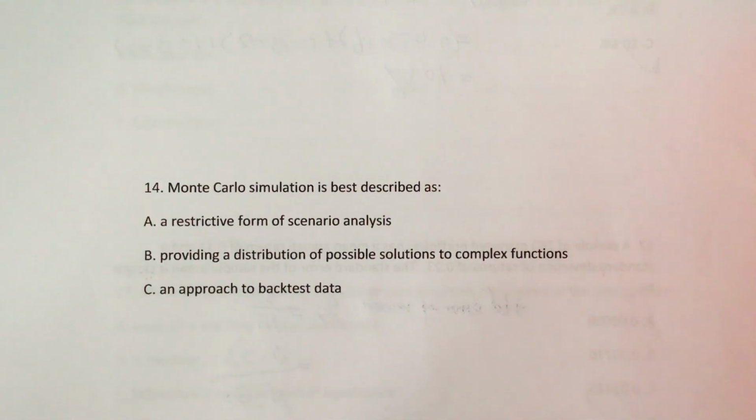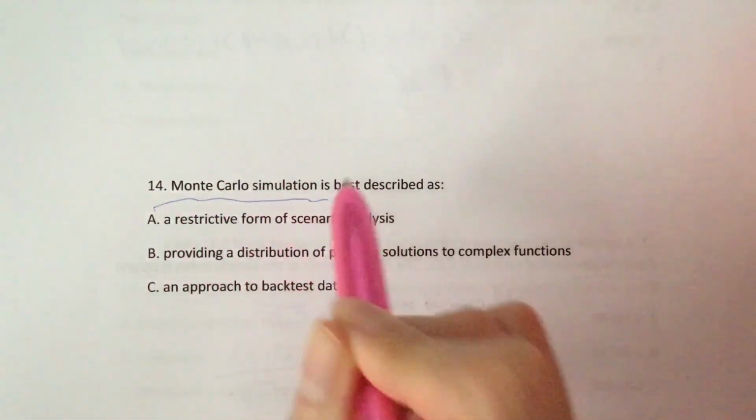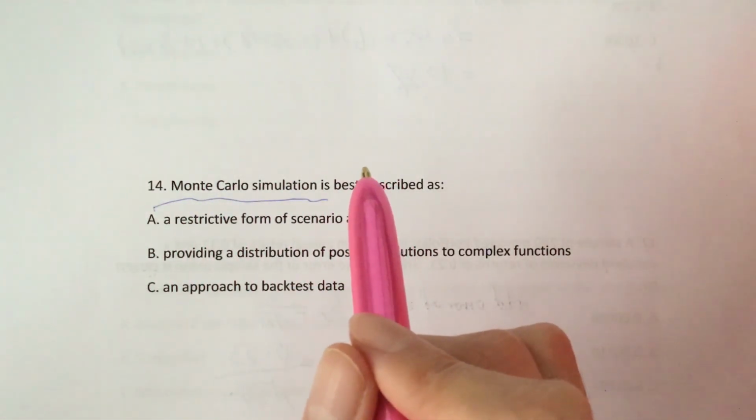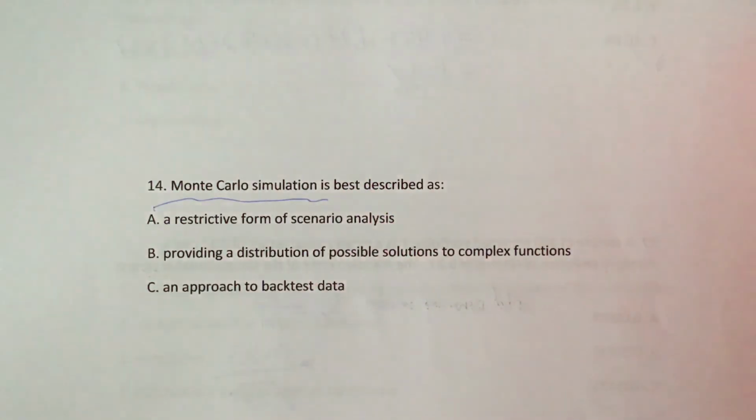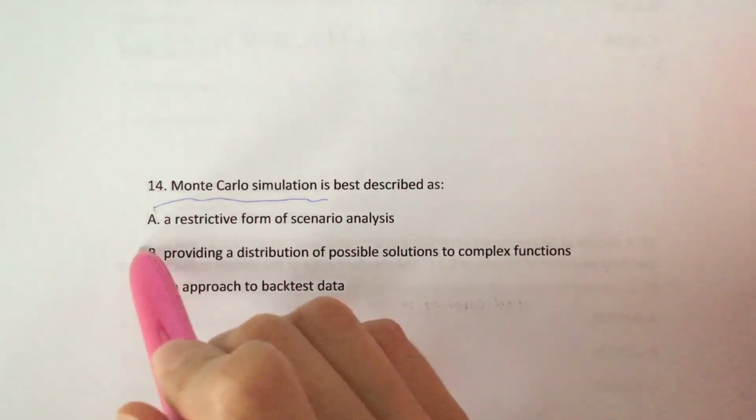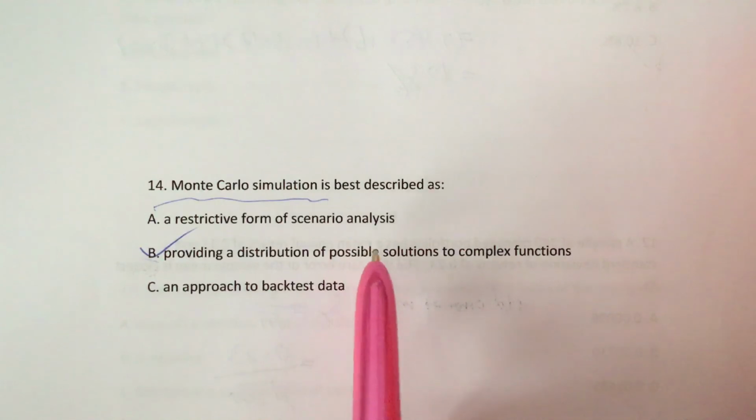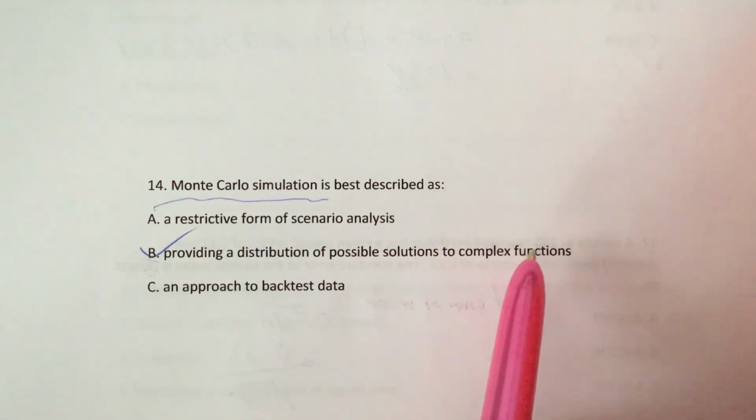Monte Carlo simulation provides a distribution of possible solutions to complex functions. The central tendency and the variance of the distribution of solutions give important clues to decision makers regarding expected results and risk. So the correct answer is B, providing a distribution of possible solutions to complex functions.